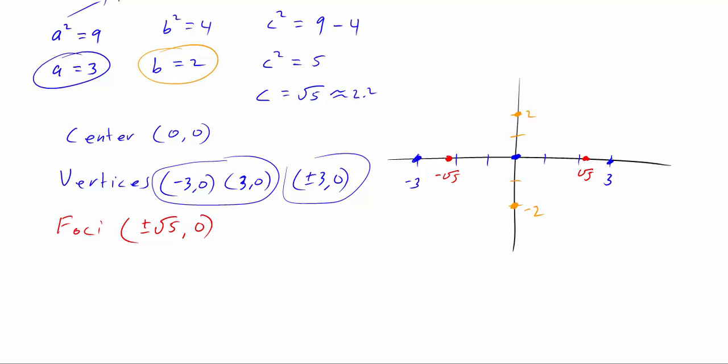So now we could actually make a rough sketch of our graph, which would look something like this. And we can pretend this is a little bit more of an oval shape.